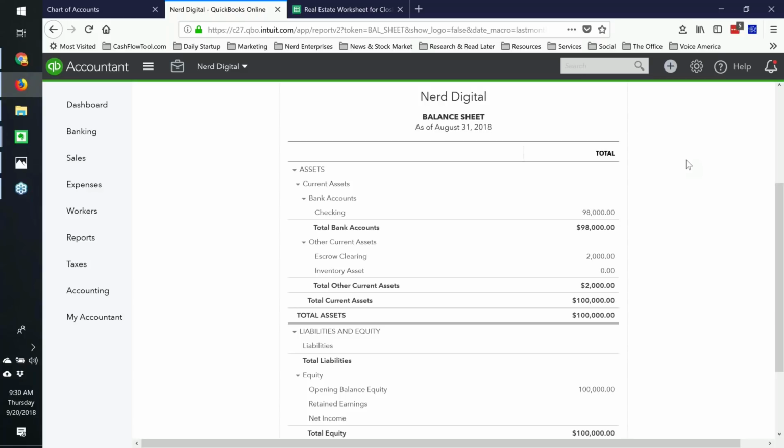A P&L by class is real simple. I can have one column for each class, which will be each property, that shows all the income and all the expenses and the net income for that property. When I build out the customer list, because we're talking about rental properties, I'm going to have a customer for each property.